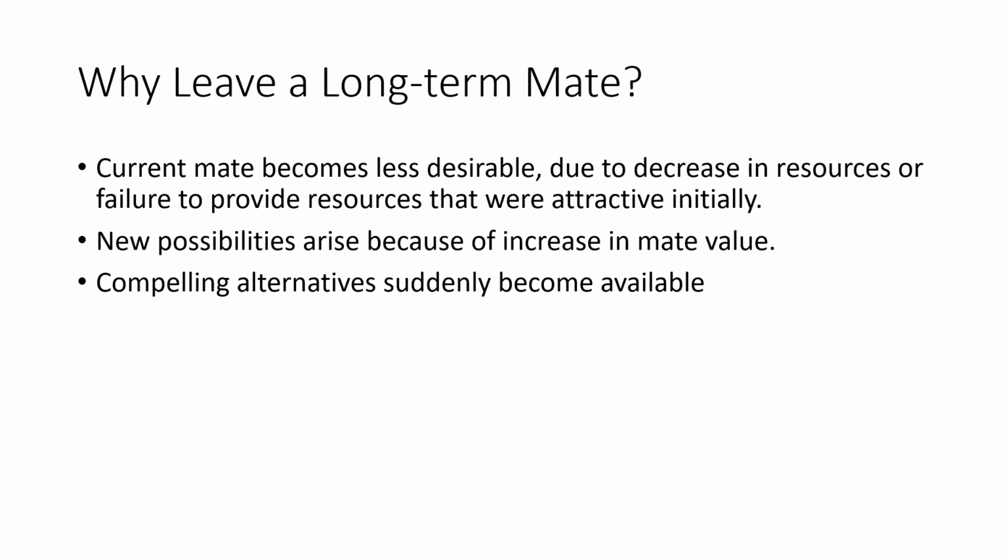Compelling alternatives could suddenly become available. So when we talk about things like commitment, and we'll talk about love and commitment later, we'll talk about the fact that commitment involves a few different components, and one of those components is quality of alternatives, quality of alternative partners out there. And if the quality of alternative partners goes up, then commitment goes down, and this could mean leaving the relationship.